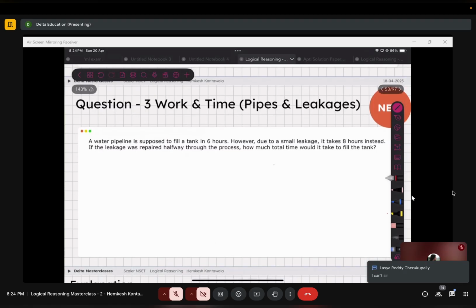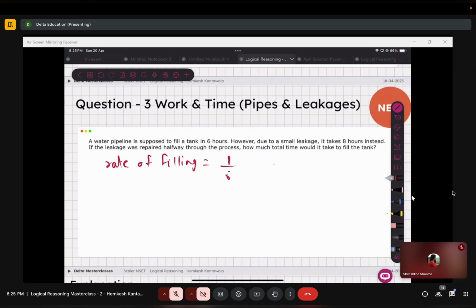So the question says that a water pipeline is supposed to fill a tank in 6 hours. But due to a small leakage, it takes 8 hours. If the leakage was repaired halfway through the process, how much time would it take to fill the tank? Now let us assume that the rate of filling without leakage was 1 by 6, correct? Now, if there is a leakage, let us assume the rate of leakage being L, correct?